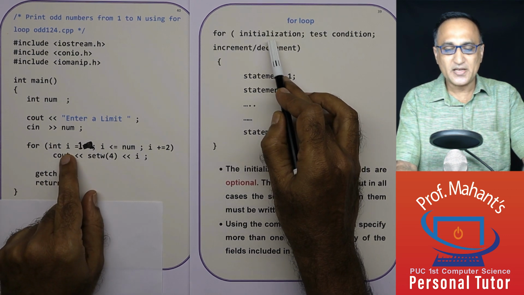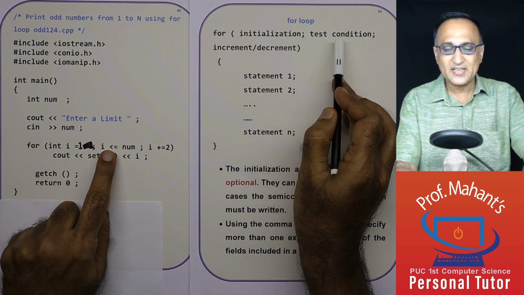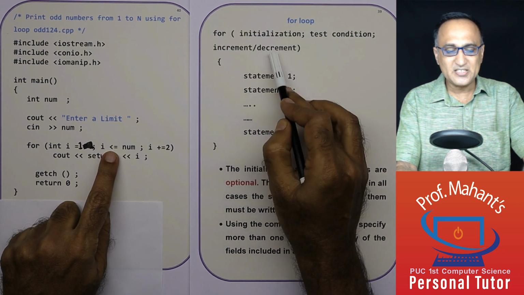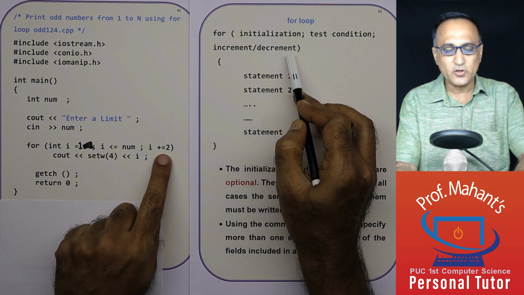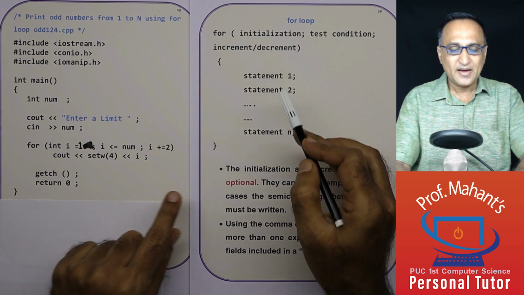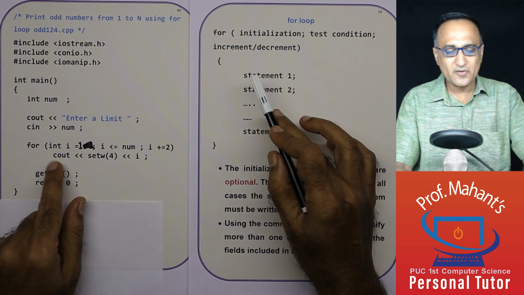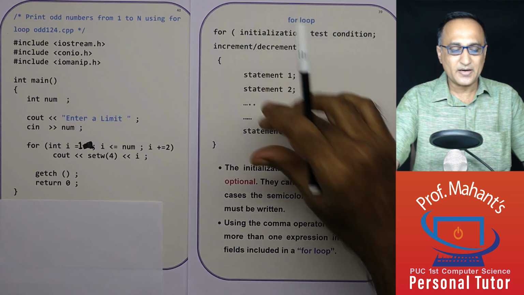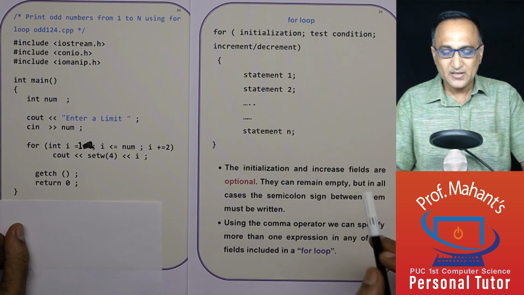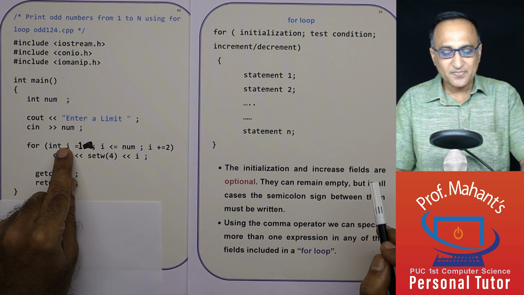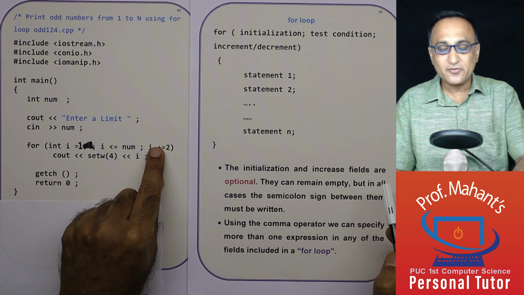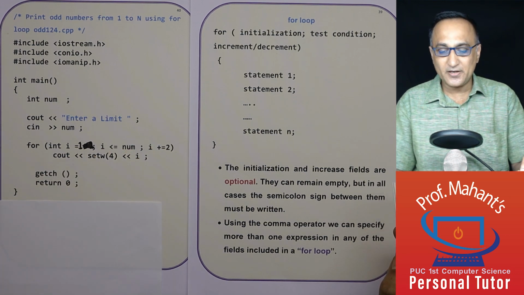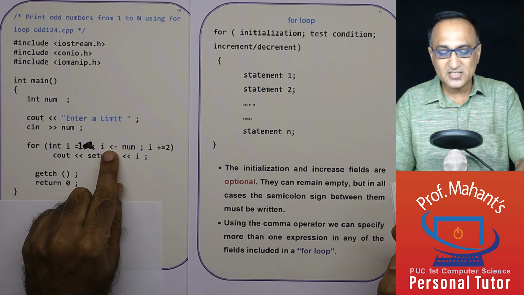Initialization. Generally, we do initialization. Test condition: I less than or equal to number. Increasing or decreasing: I plus equal to 2. This is a statement. And here I have only one statement, so I have not put the flower bracket. But if you have more than one statement, you can put flower bracket and then execute it. The initialization and this increase field are optional. You may or may not have that, but you cannot have the test condition empty.